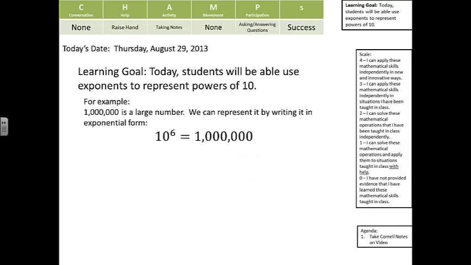So if we had a large number like 1 million, we can represent that by writing it in exponential form. The exponential form that we would use is we would have a 10, and then this little number that's raised up is a 6. That is called the exponent. So we have the 10 here, and then the 6 is an exponent. And that value is equal to 1 million.